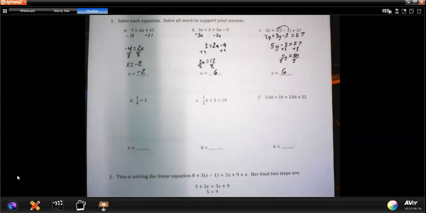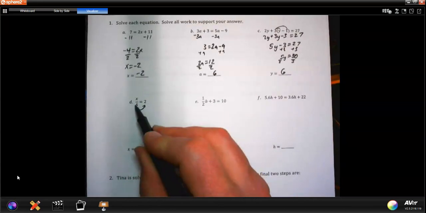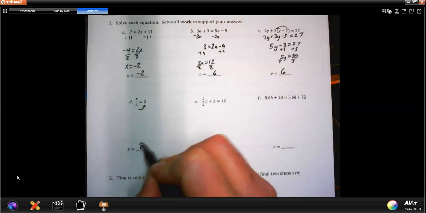Nice simple one. All I have to do is do the opposite of dividing by 4, multiply by 4. 4 times 2 is 8. X equals 8.